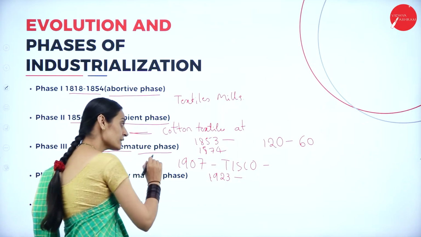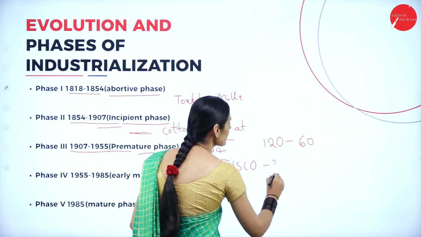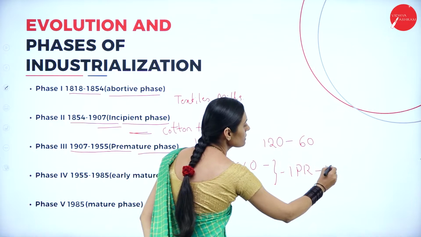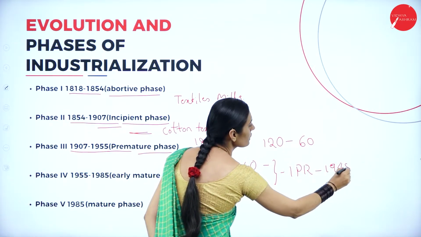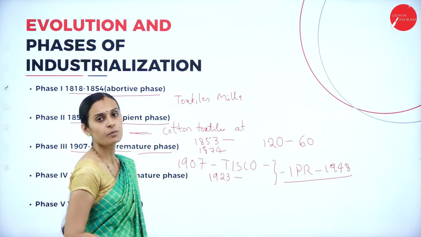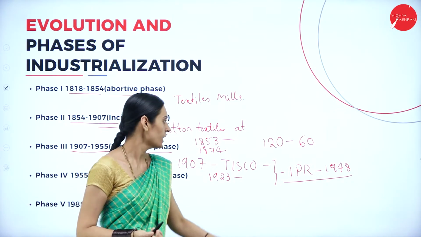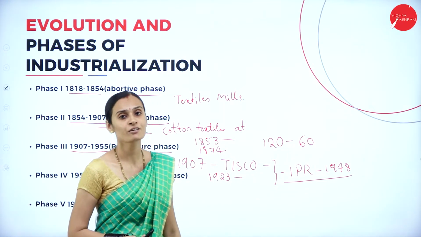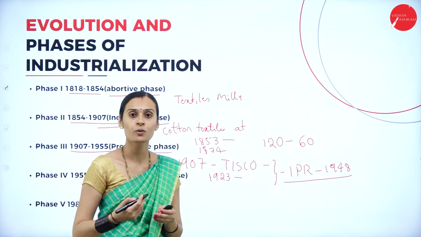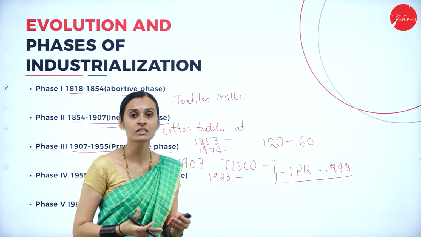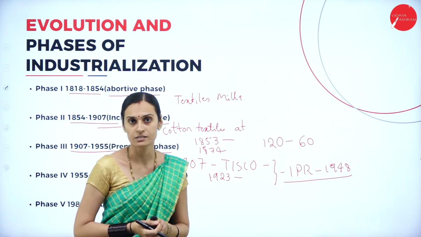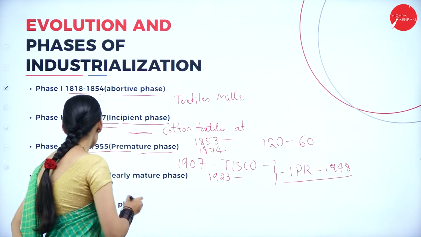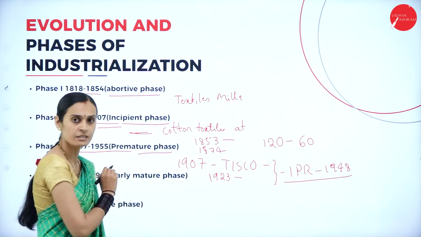Okay, and during this period, there was the Industrial Policy Resolution, that is, in 1948. The first Industrial Policy Resolution was introduced in 1948. Under this resolution policy, they took important decisions regarding development of industrial sectors. We will discuss this resolution policy further. So these are all the developments which belong to that third phase.